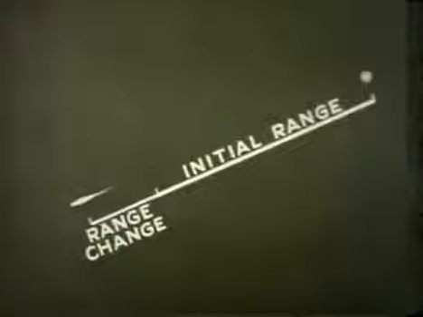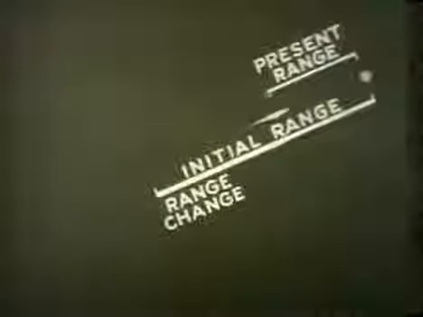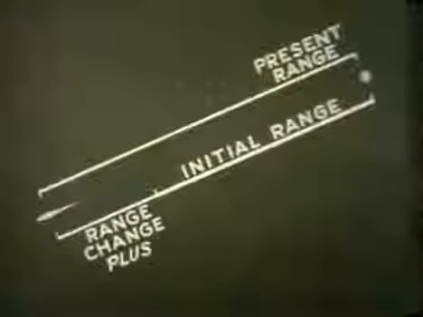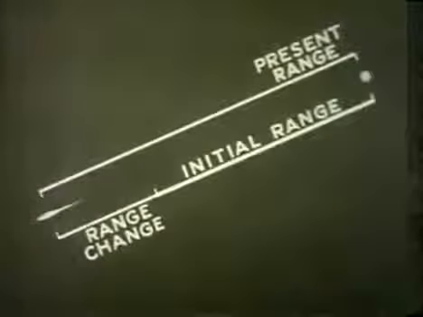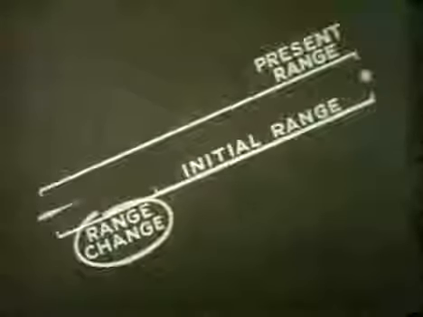At any moment, the sum of range change and initial range is present range. If ownship is moving toward the target, present range is obtained by subtracting range change from initial range. In this case, range change is a minus quantity. In the other case, a plus quantity. Present range, then, is the algebraic sum of initial range and range change. A disk integrator computes range change. So let's examine this part of the range-keeping problem.